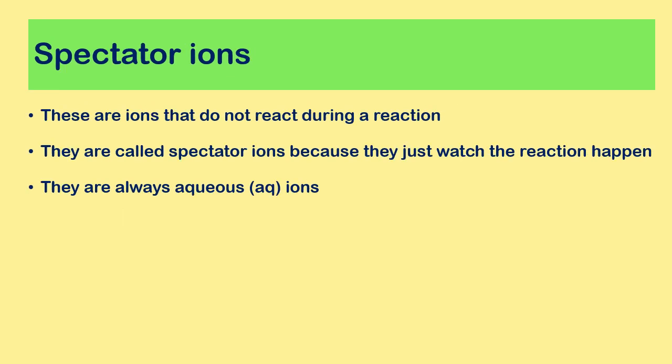Now, spectator ions are what we call it when ions are in the solution that we start with and also in the solution that we end up with. In other words, they have not done any reacting, they've just watched the reaction happen, which is why they get called spectator ions. They always are aqueous. So we cannot get spectator ions from a precipitation reaction.